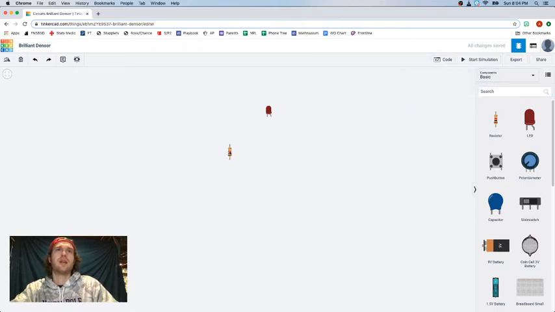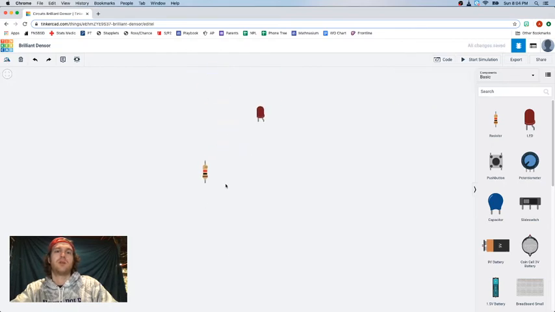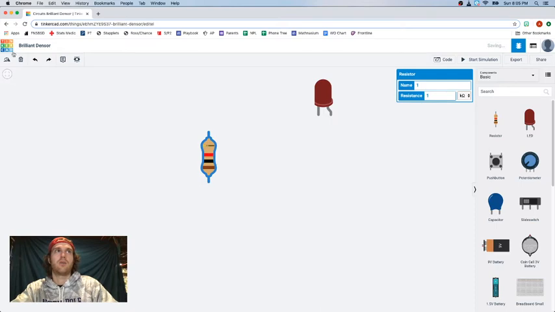If you want to rotate an item, you can click here and spin it. I told you the direction of the resistor doesn't actually matter. I'll zoom in so we can really see what's going on. We got a resistor here. We got my LED, and we can kind of spin here as well.